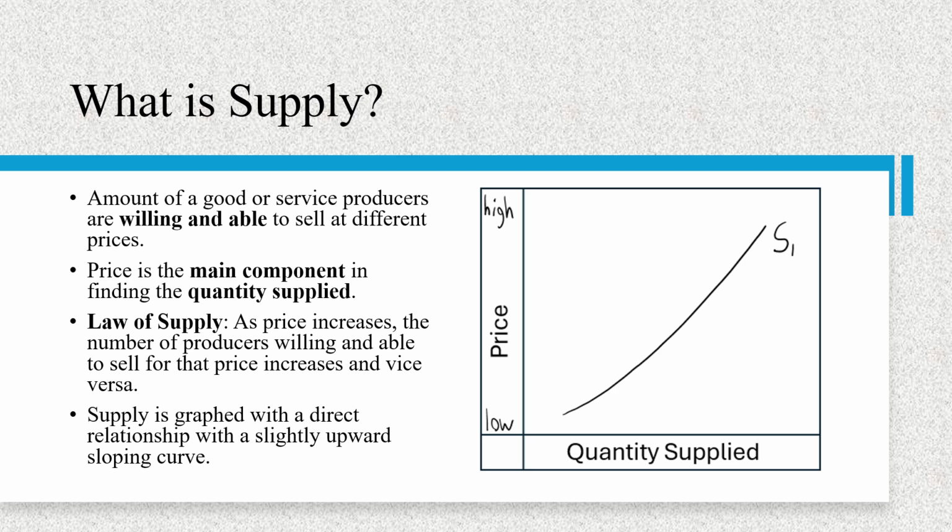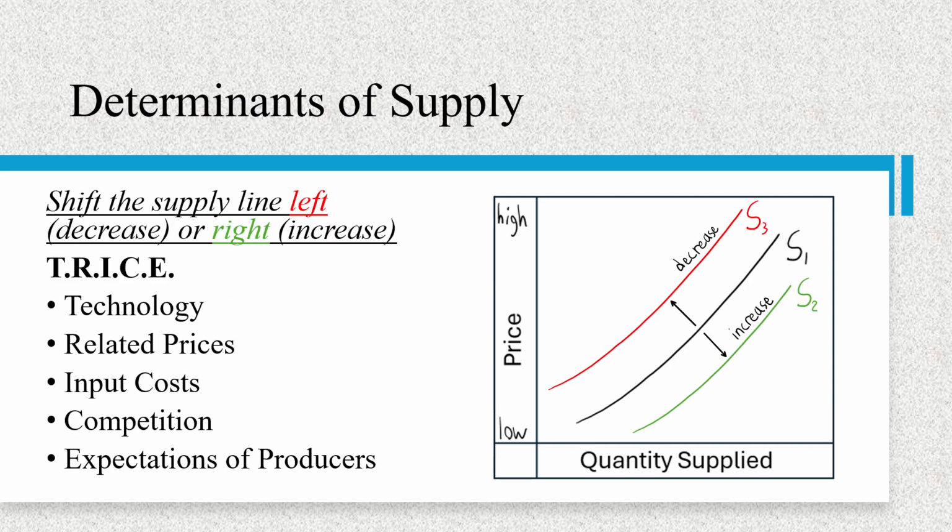So this is pretty easy to understand. Essentially, as the price of a certain good goes up, more people are going to want to sell at that price. So for example, if you can sell something to a consumer for twice the price, then of course a supplier is going to want to sell that thing, especially if it's as easy to produce as anything else. So next, let's go into the determinants of supply.